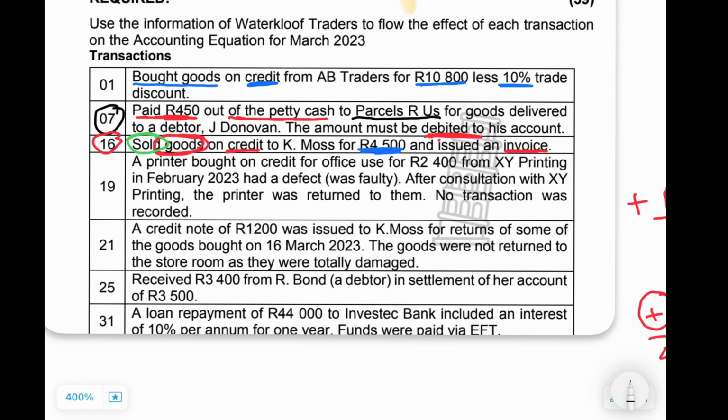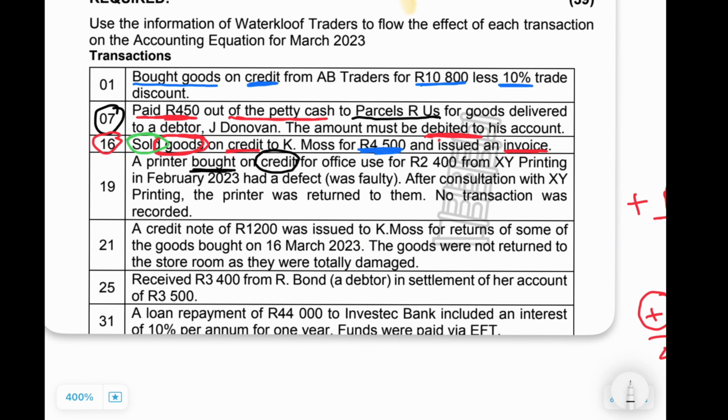Moving on to the 19th. On the 19th, a printer bought on credit. So now we bought a printer on credit for office use for 2,400 from XY Printing in February 2023.